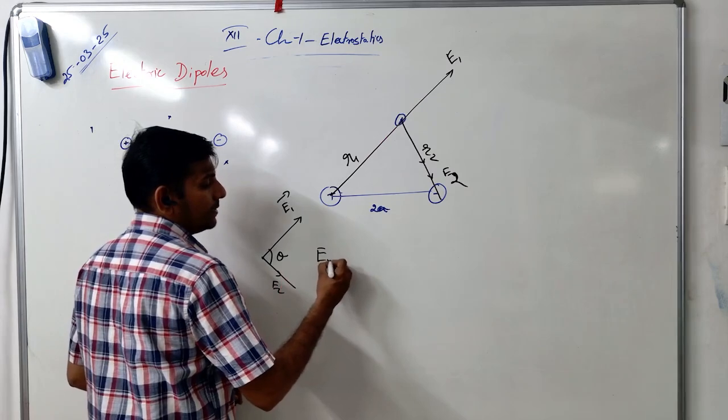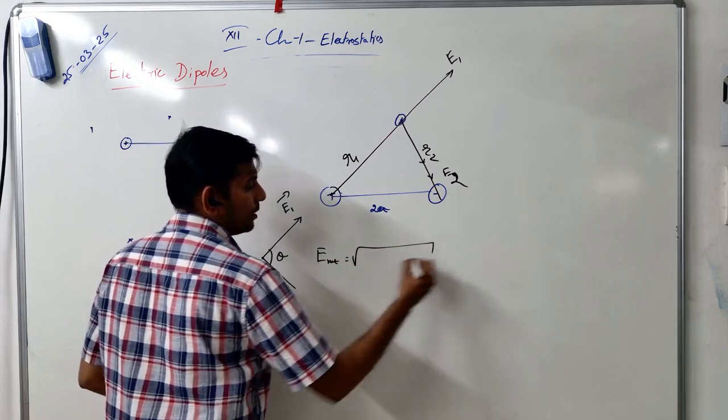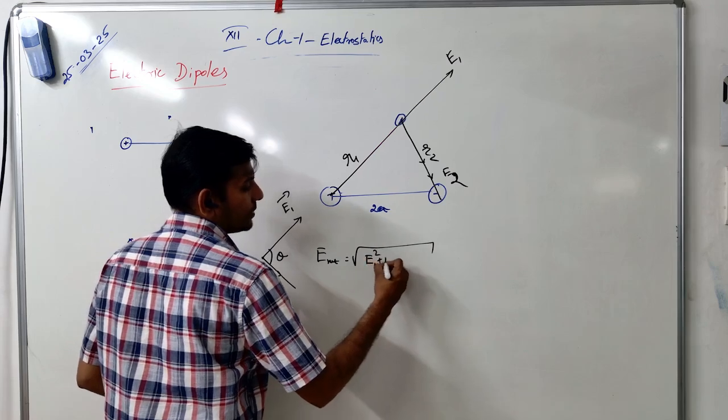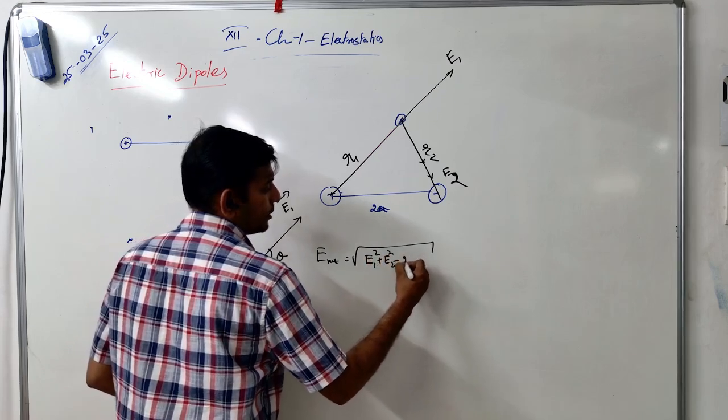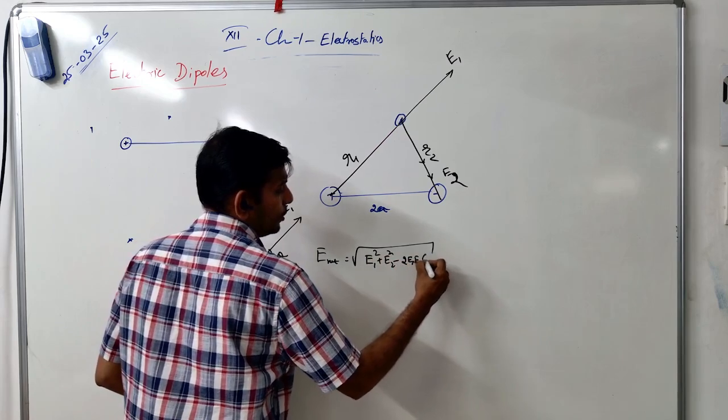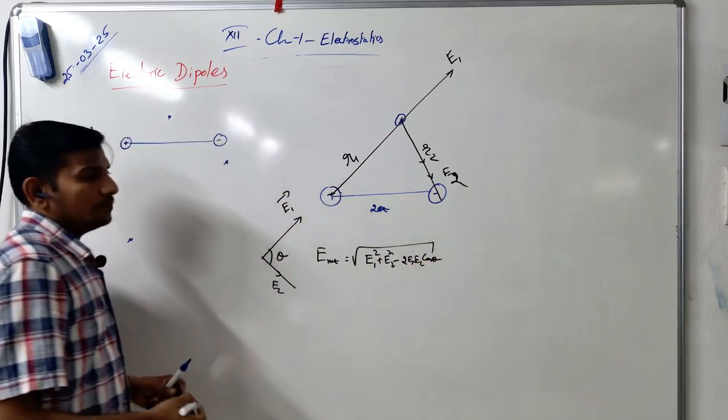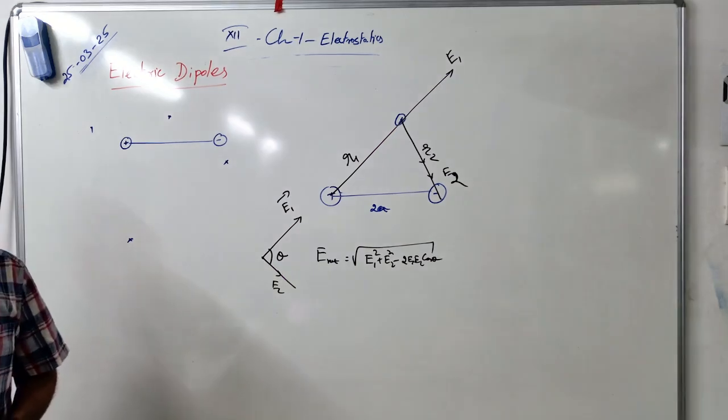The net E net is equal to root over E1 squared plus E2 squared minus 2 E1 E2 cos theta. This is how we calculate. Right or wrong, sir? Agreed?